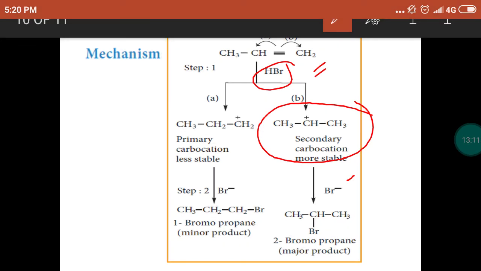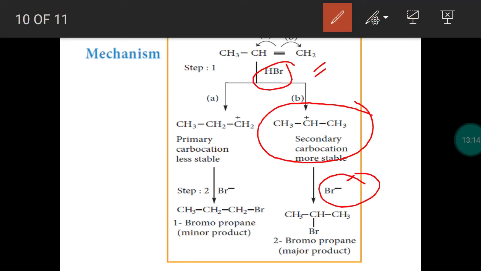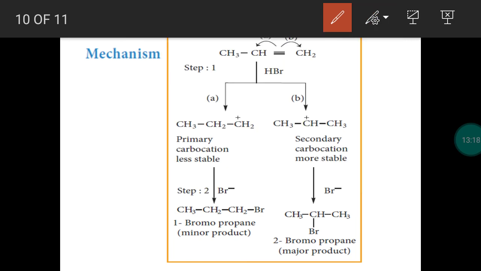And remaining, we have the nucleophile Br minus. The nucleophile will attack the electron deficient center, so this will attack the electron deficient carbon. We get 2-bromopropane as the main product.